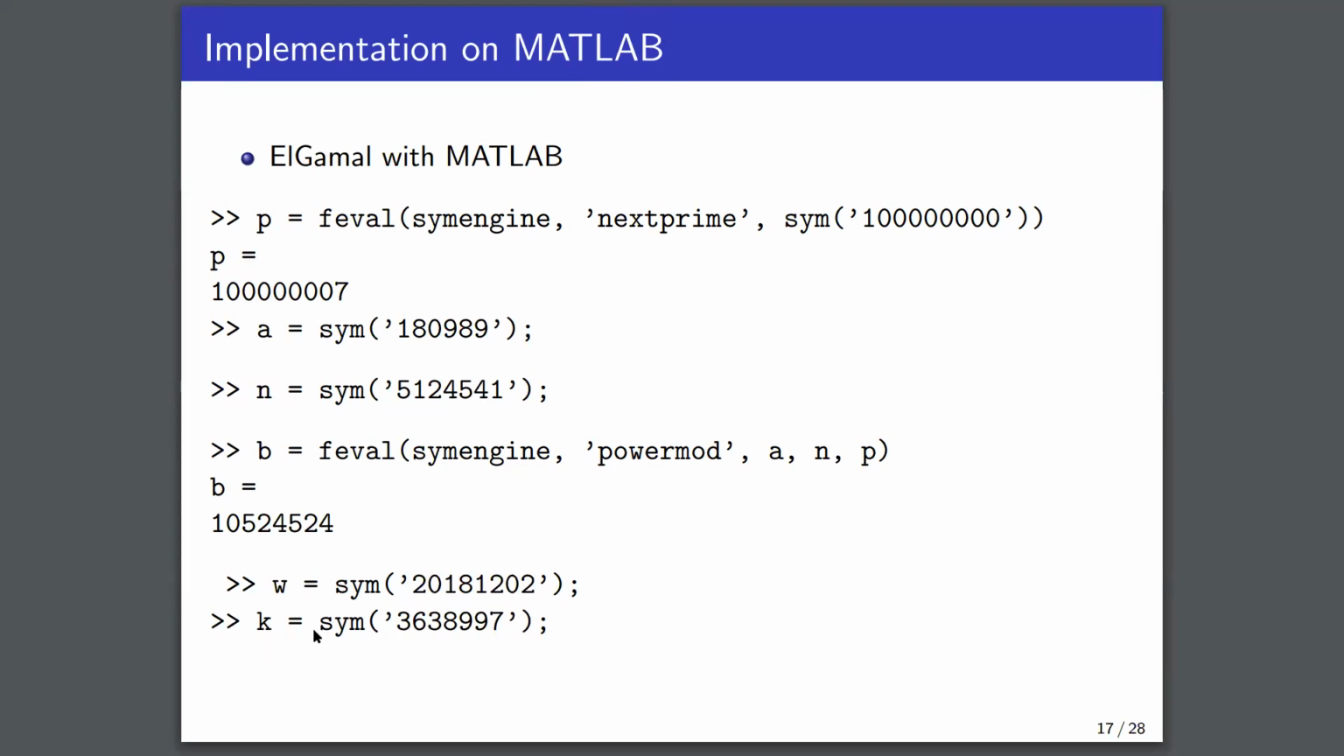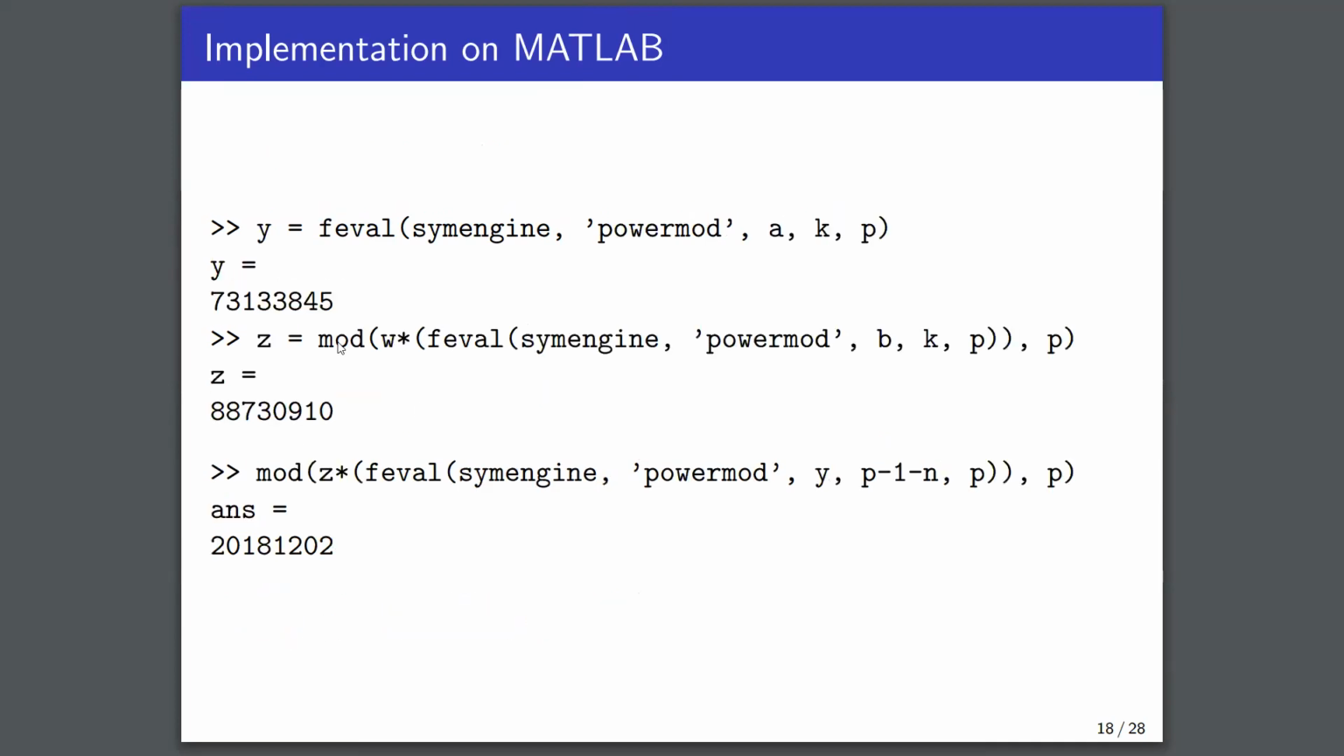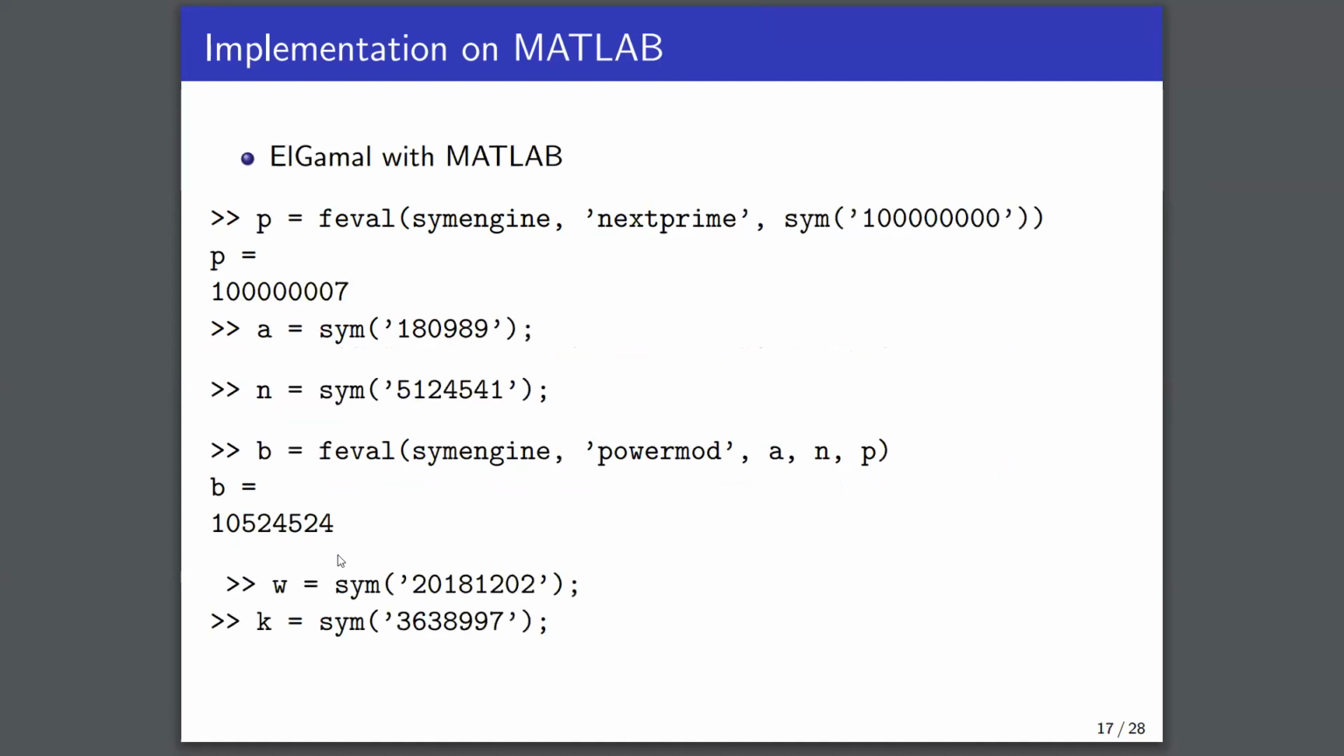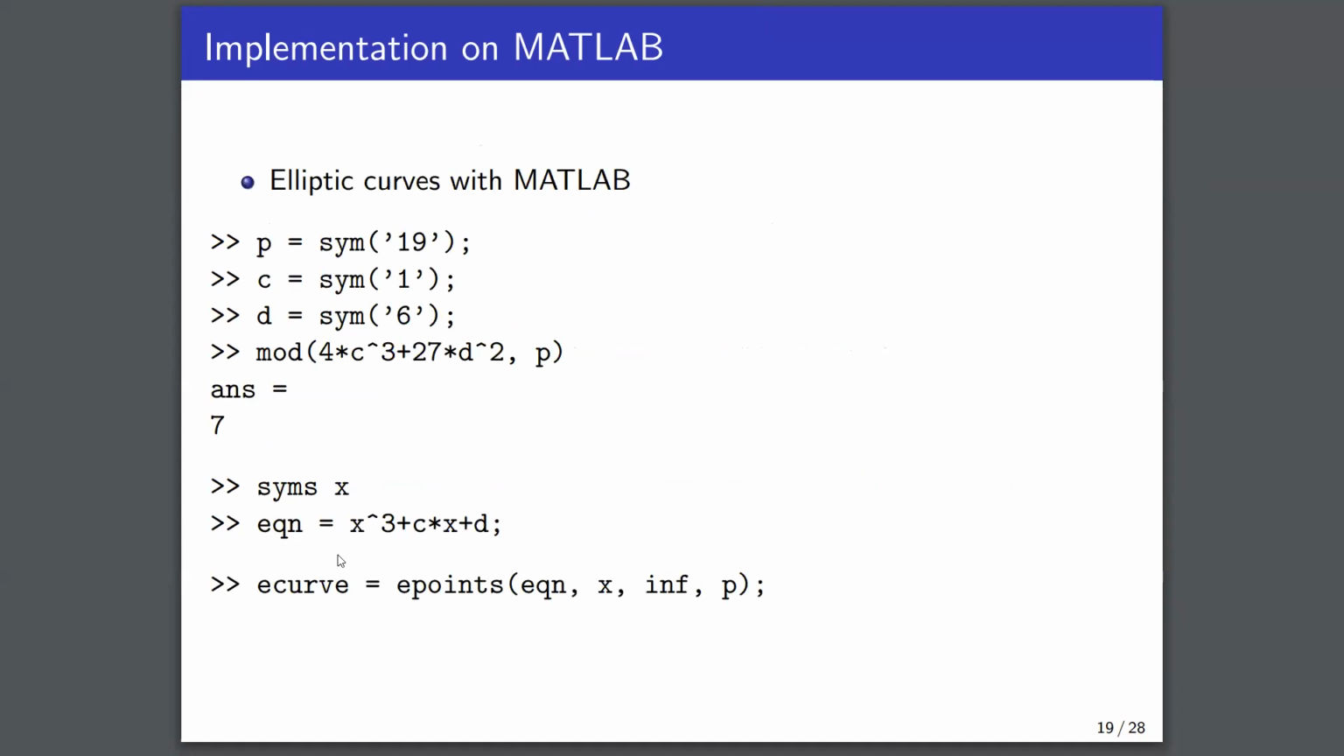And now Alice has to choose some K. So this is the K that she's going to choose. And then again, as we saw, we have to recover this W from Y and Z. From Y and Z, we just use the power mod function that helps us calculate this encoded message W. So here we see that after calculating this expression, we again get 2018, 1202, which was the original message W.